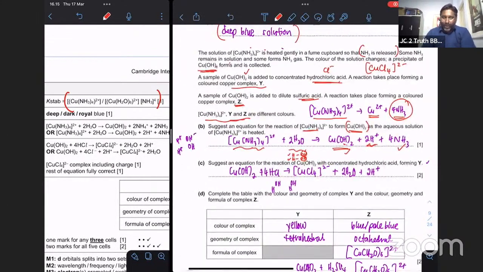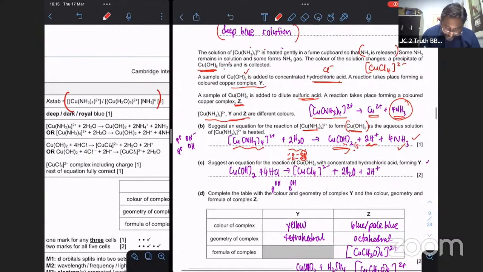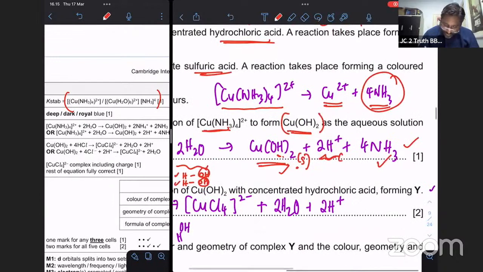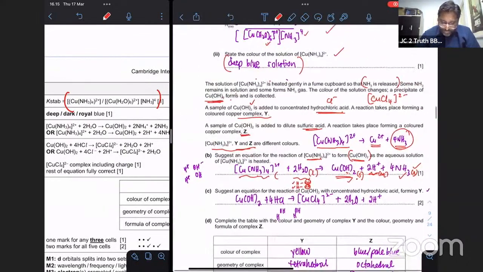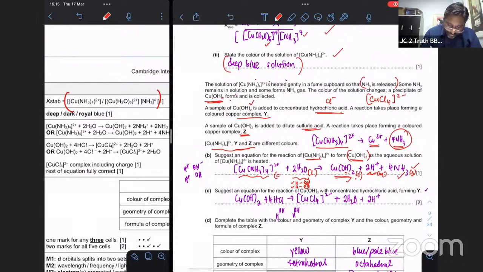So this is the first equation. When you have this copper with ammonia heated gently, you remove the ammonia, and then you have this precipitate. This one is solid. If you want to write down the states, you can write aqueous, this is going to be gas, this is going to be liquid, and they mention it's a solution, so solution is aqueous.